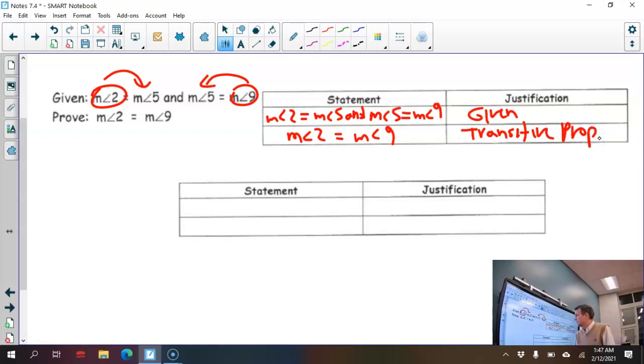Now, I got to show you something. When I am doing things that are equal, like this, measure of angle 2 equals measure of angle 5, comma, measure of angle 5 equals measure of angle 9, given, there's actually another way to do it. Do you see it?